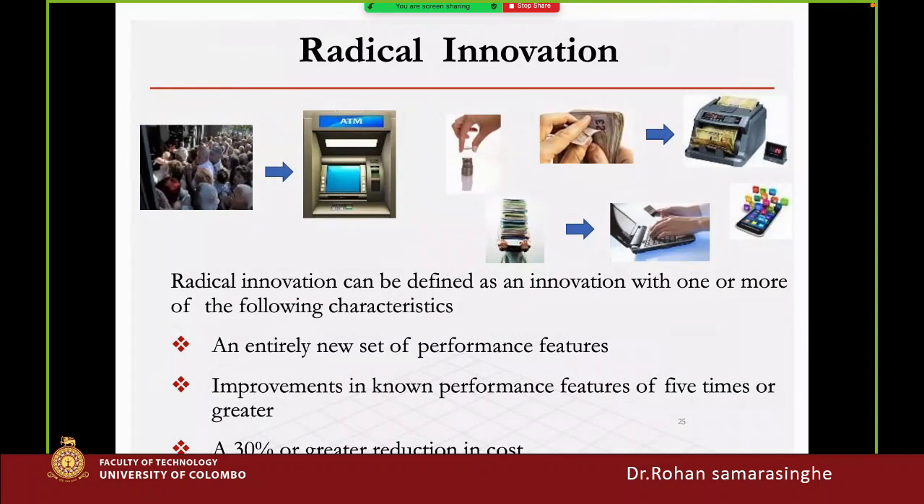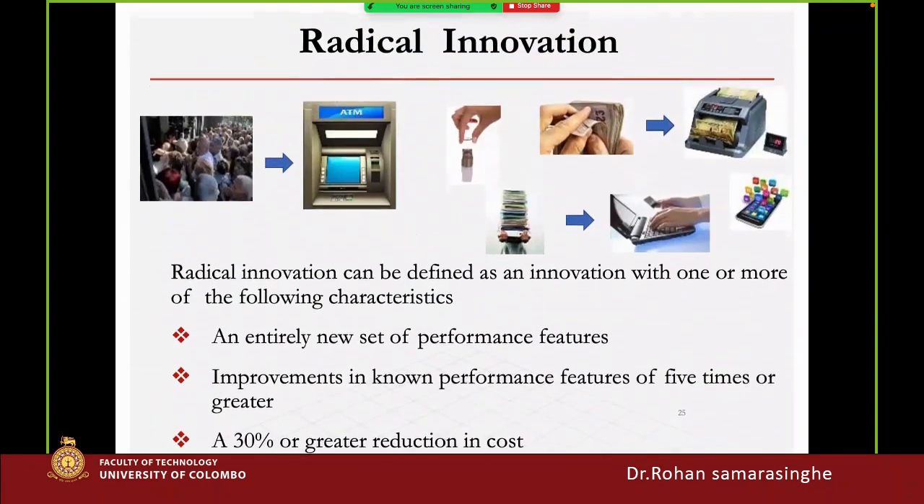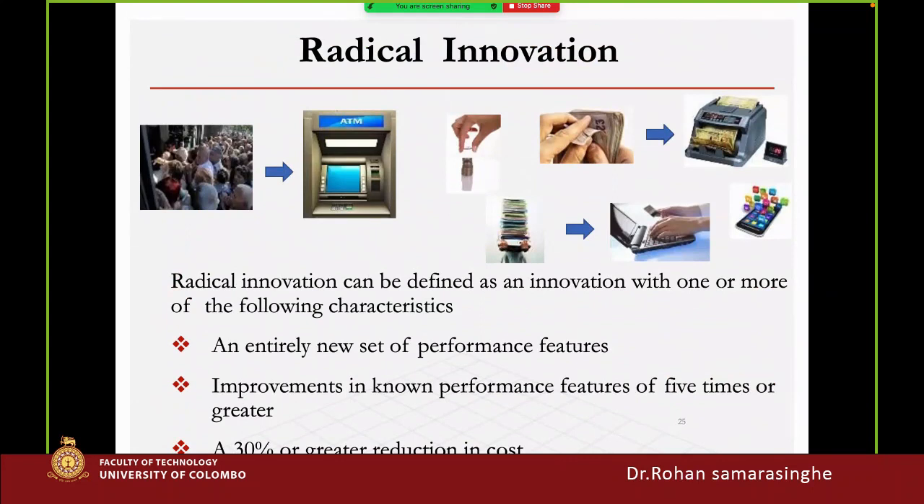And these are some examples of radical innovation. Rather than queuing to withdraw money, you can use the ATM card. And to count the money, you can introduce a machine to count the money. When you go to the bank, you can find this type of machine. So rather than having hard copies of books, you can use e-books and save them in the computer and use them whenever you want.